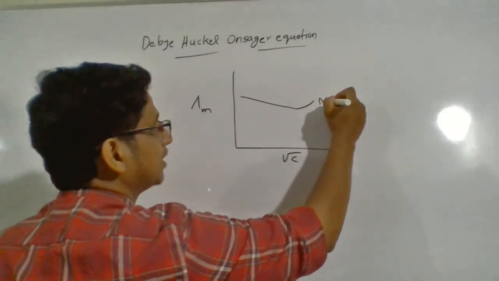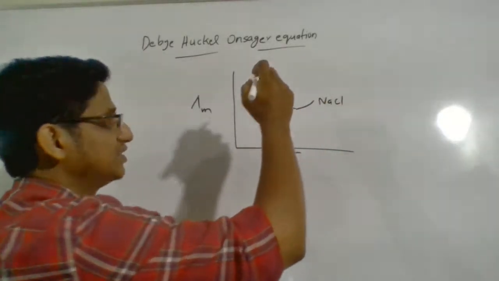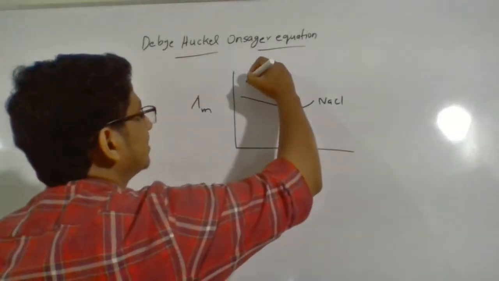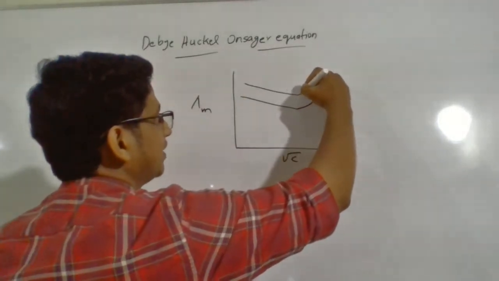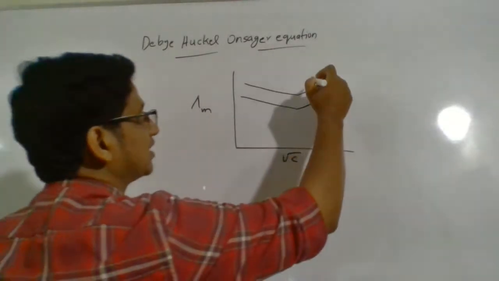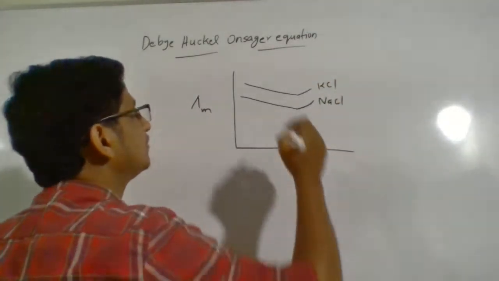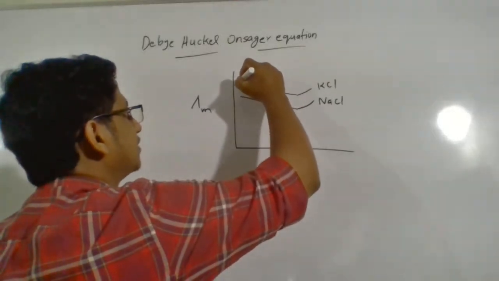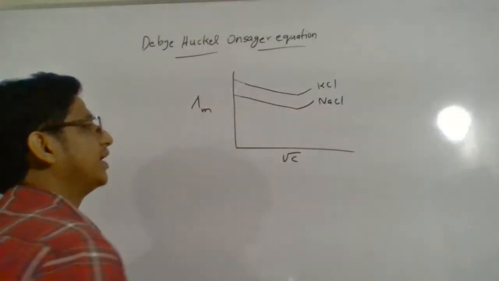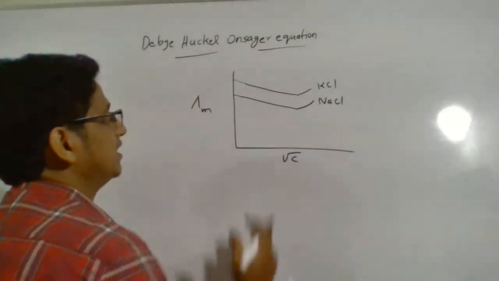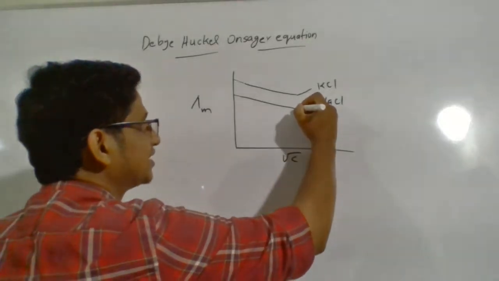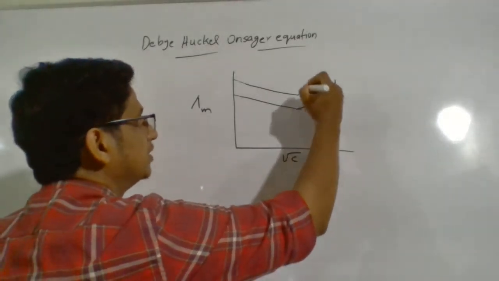Now if you plot a graph of NaCl, and KCl is also giving a result like this. It is a straight line, but at the higher concentration it has a change. So for KCl, if you extrapolate to the y-axis, you actually get lambda m0, that is the limiting molar conductivity. So this is the expected graph.